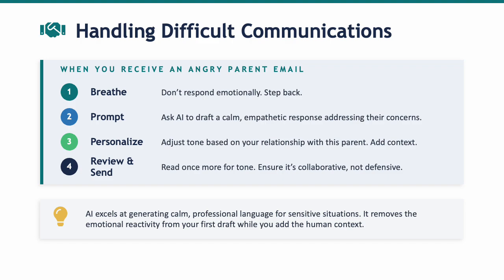Always use the roles framework that we discussed in module 2, and make sure you include the original text from the parent email. Step 3, personalize. Adjust the tone based on your relationship with the parent and also add more context so the AI tool can be more accurate in its response. Lastly, step 4, review it and send. Read it once more for tone. Make sure that it is collaborative and not defensive. And once it is ready, you can send it. AI tools excel at generating calm professional language for sensitive situations, and they help remove the emotional reactivity from your first draft while you add the human context.